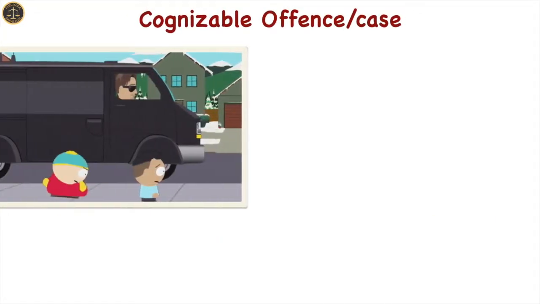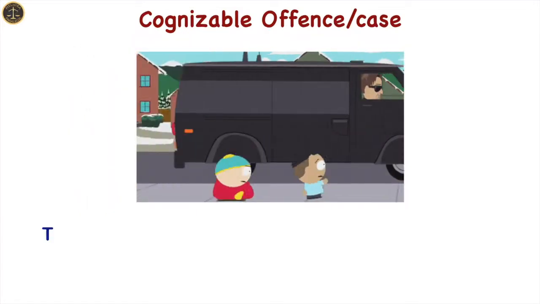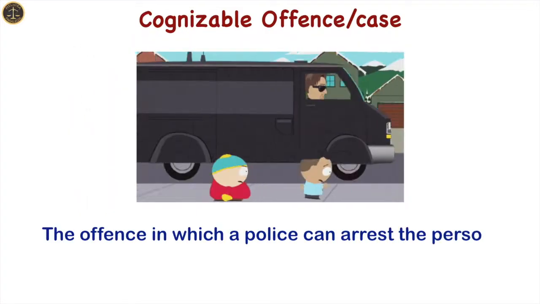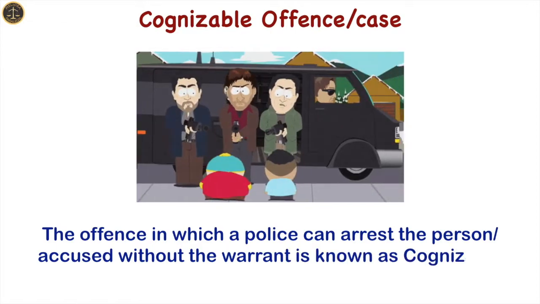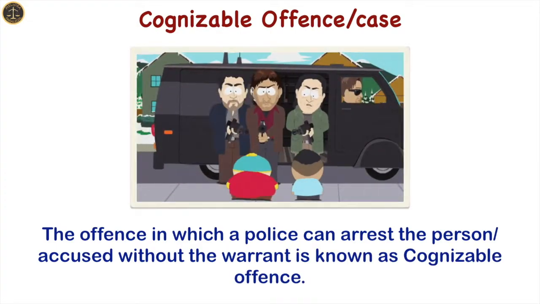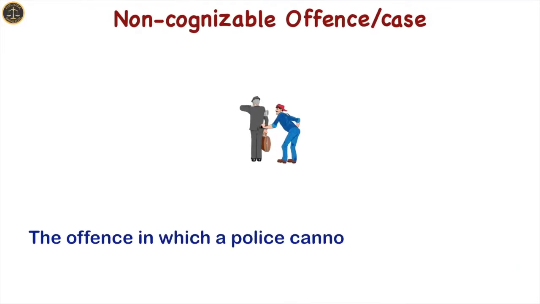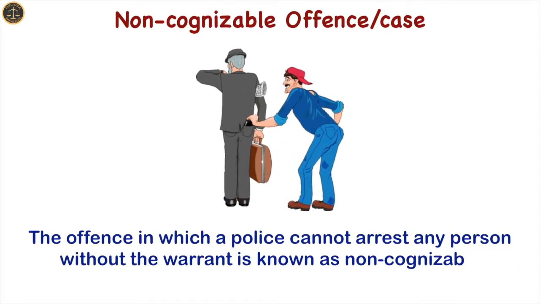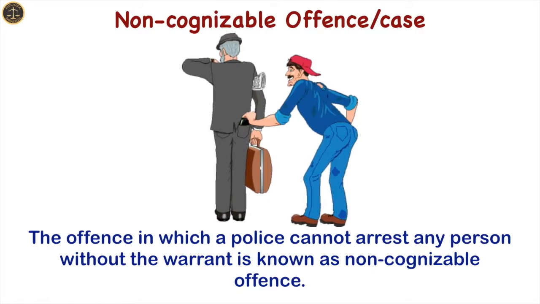Next one, that is cognizable offence. The offence in which the police can arrest the accused person without a warrant is known as a cognizable offence. Next one, that is non-cognizable offence. The offence in which the police cannot arrest any person without a warrant is known as a non-cognizable offence.